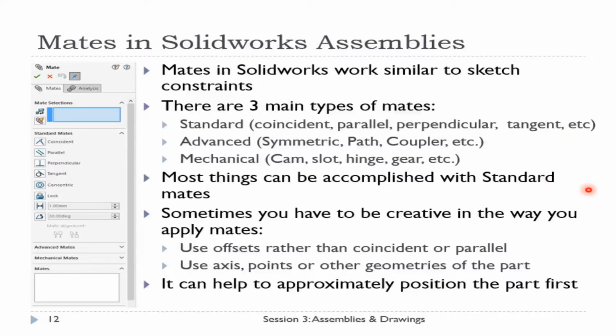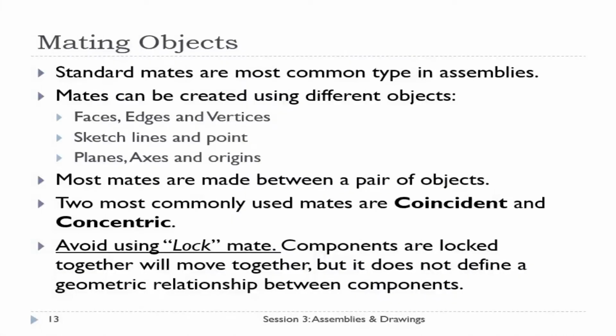And when you are using standard mates, you would often have to be creative in the way you apply the mates. So you can use offsets rather than coincident or parallel. Or you can use axis, points or other geometries of the parts. And you can also use mates to approximately position your parts. Standard mates are the most common ones that we would be using in assemblies.